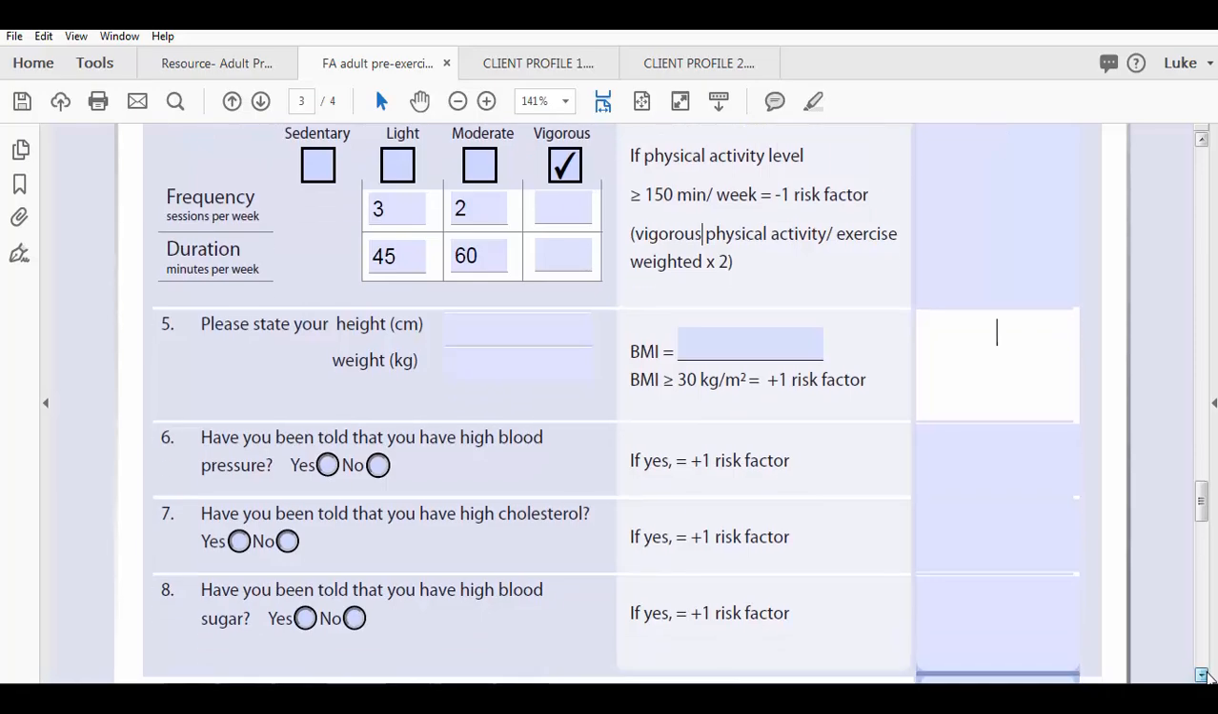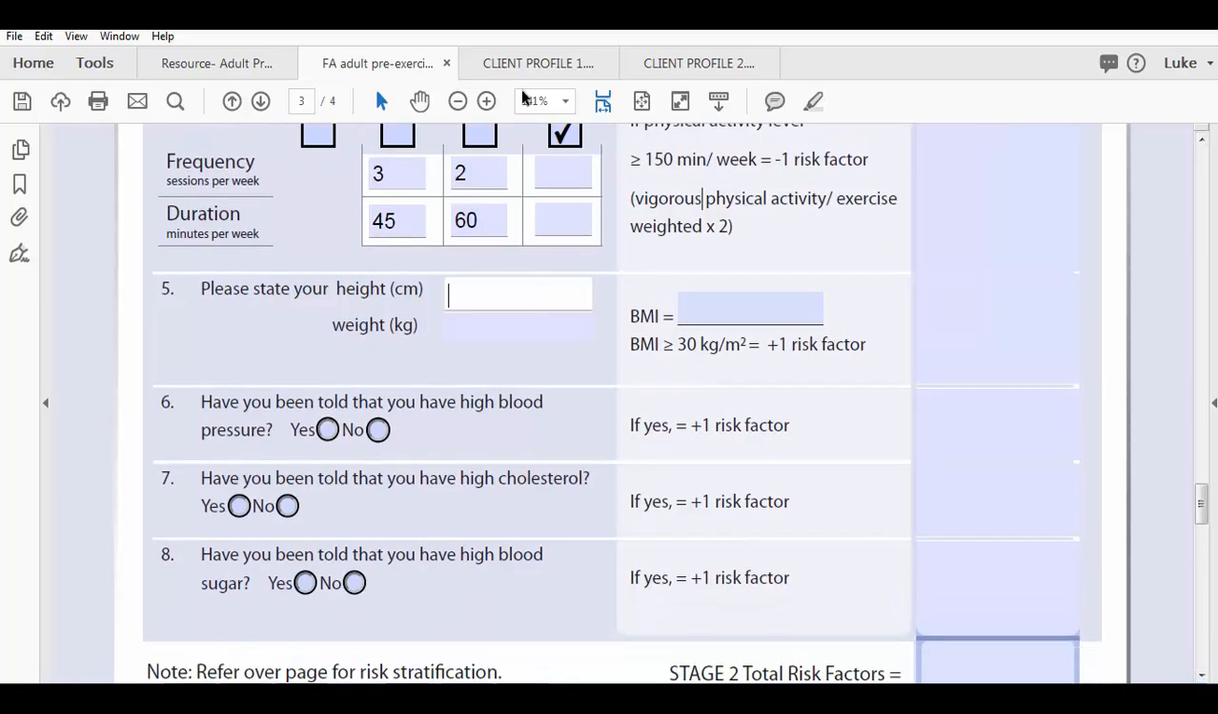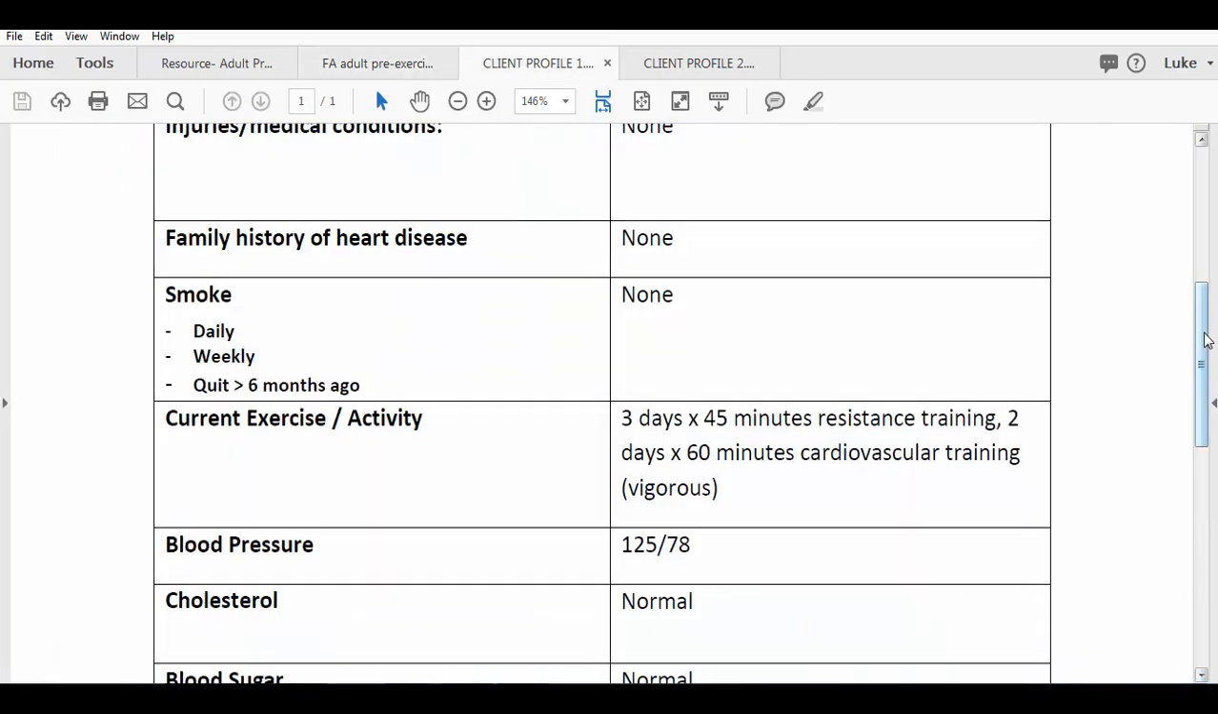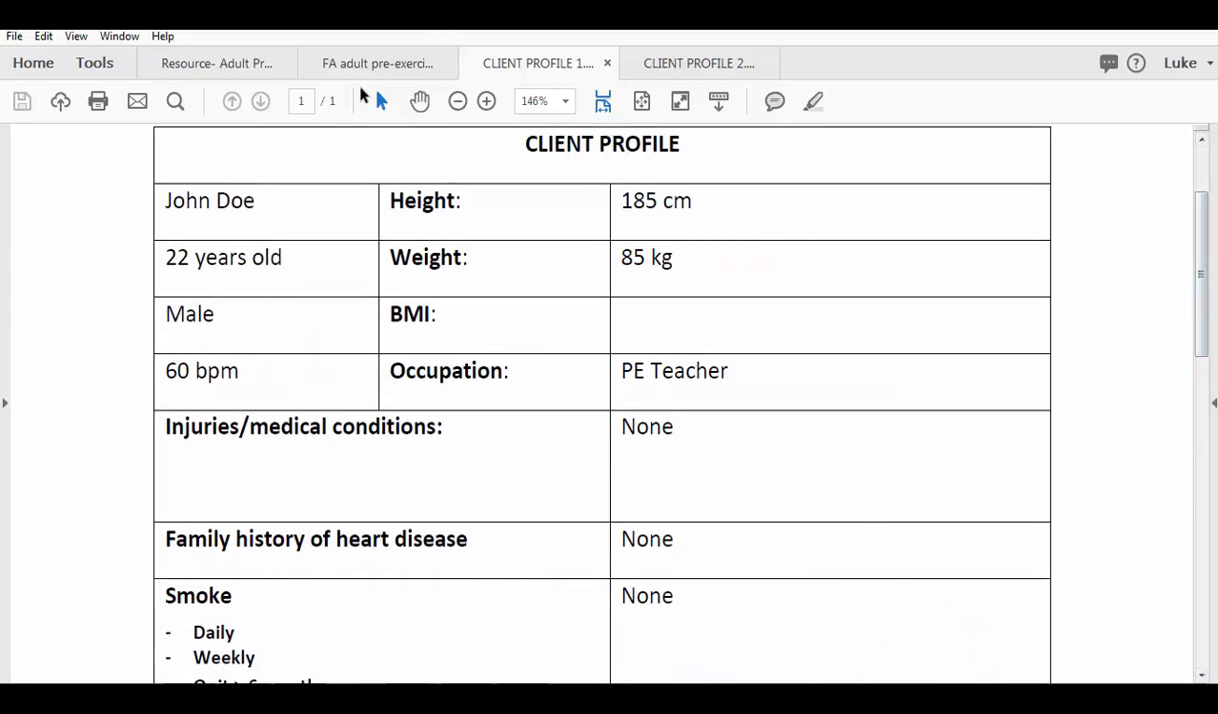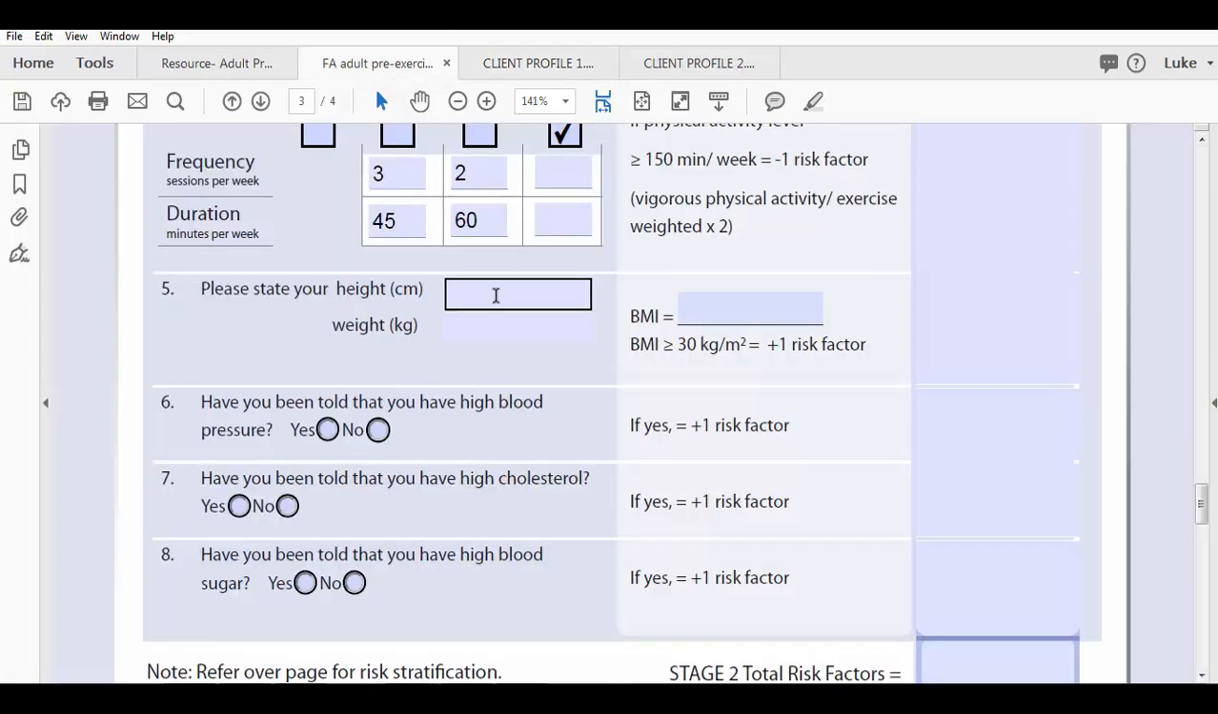We then move on to question 5, which is based on BMI. So let's look at the details here. What do we have? 185 centimeters, 85 kilos. So 185, I need to fill this out, and 85 kilos. Their BMI, if I just do a quick calculation here. Now, the way the BMI works, as I said, we need to look at 1.85, so it's height in meters squared. So we need to find out what that equals squared.